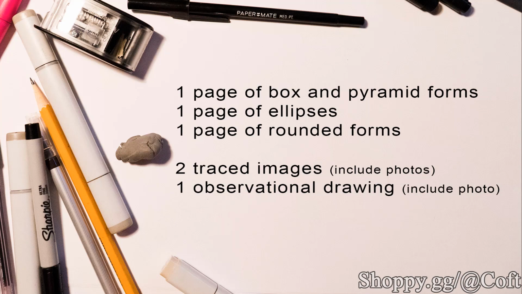And from there, once you've filled out the ellipses and got warmed up, you'll do at least 1 page of rounded forms. Now, there are more rounded forms than there are box and pyramid forms, so I would highly suggest doing at least 2 pages if you can for the rounded forms, because you're going to have cones, cylinders, and spheres.